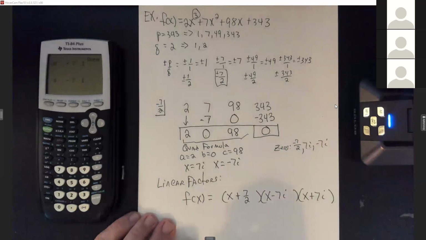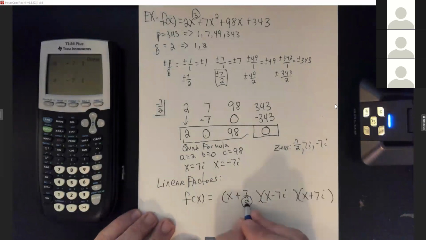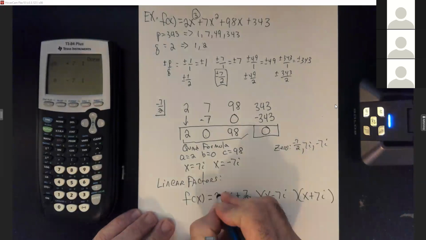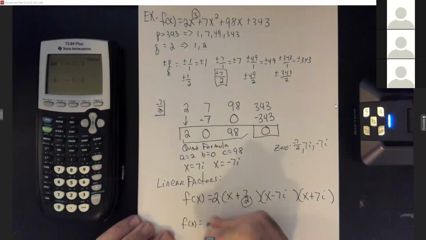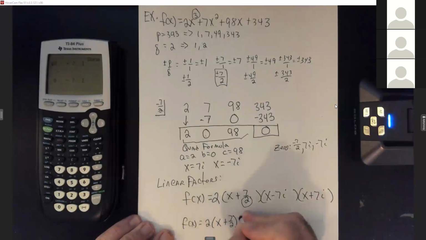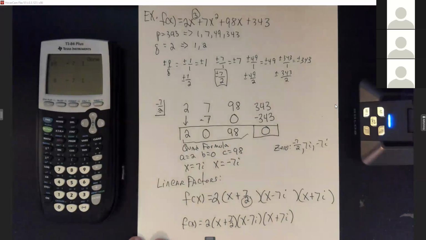Now on this one, you got to do one more thing, because since there's a fraction here, we also have to put that number down in the front of this, so that your final answer will be 2 times x plus 7 halves, x minus 7i, and then x plus 7i. Okay, so anytime you got a fraction, you always got to put that number out front also. Because if I was to FOIL this, those would actually cancel out, okay?